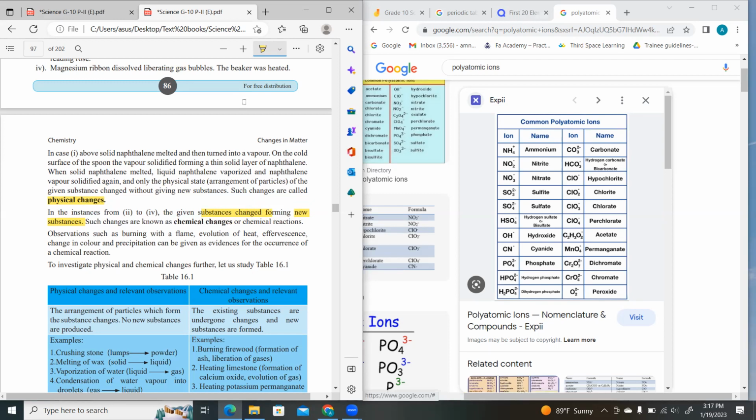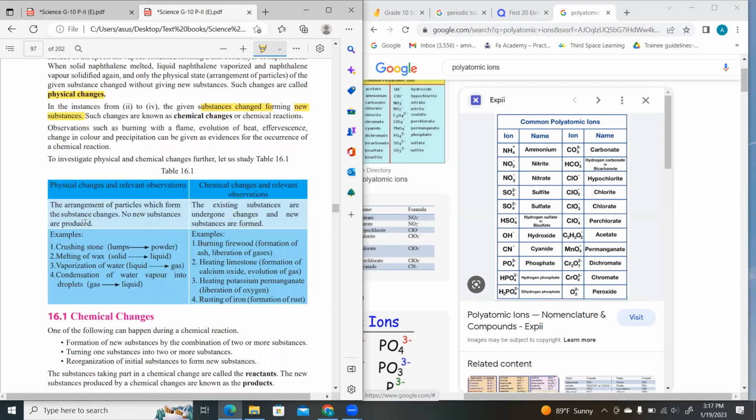Mention the states to see. Yes, solid, liquid, gas, and the changes between those, right? So they might ask you to underline examples for physical changes. So remember those examples and examples for chemical changes. They might ask you to underline them in the exam.